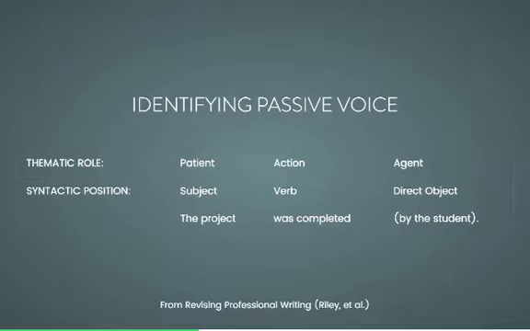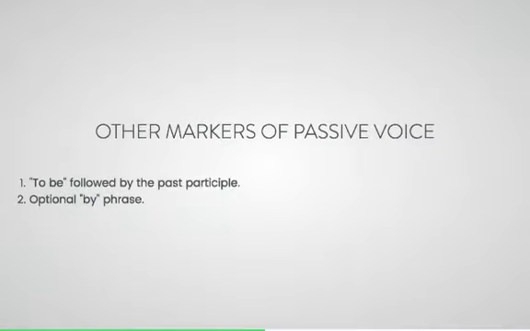There's no agent. Or we could say the project was completed by the student, in which case we've added that by phrase, which is the actual agent of our sentence. Okay, so that's identifying active and passive voice. Active is agent is in subject position. Passive voice is patient is in subject position.